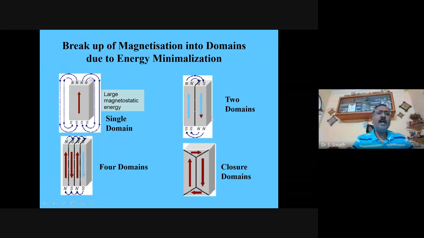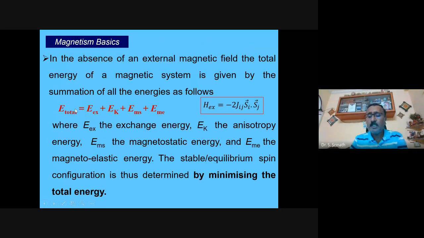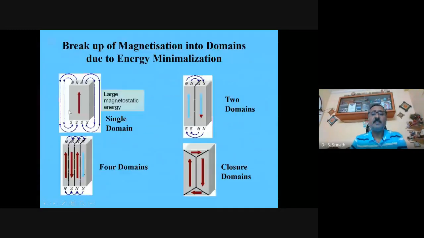So they don't need to have such a large demagnetizing field. These induced poles create a demagnetizing field, and that kind of situation is not there now. So the moment you break this fellow into two domains, the magnetostatic energy is reducing quite a bit. As per our expression, the total energy will get minimized if I break this fellow into two domains.